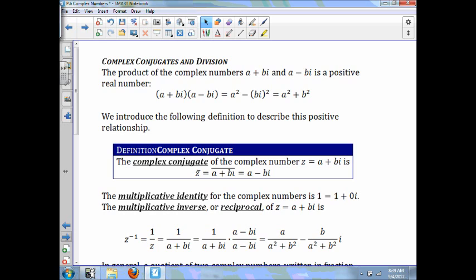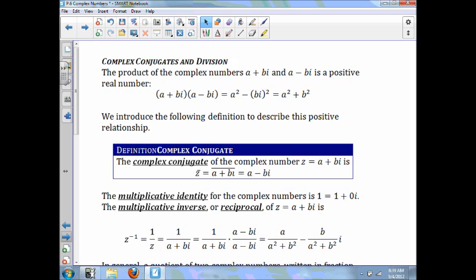Now the product of the complex numbers a plus bi and a minus bi is a positive real number. So a plus bi times a minus bi will be a squared minus b squared i squared, so it'll be a squared plus b squared. We introduced the following definition to describe this relationship. The complex conjugate of the complex number z, where z is a plus bi, will be a minus bi.